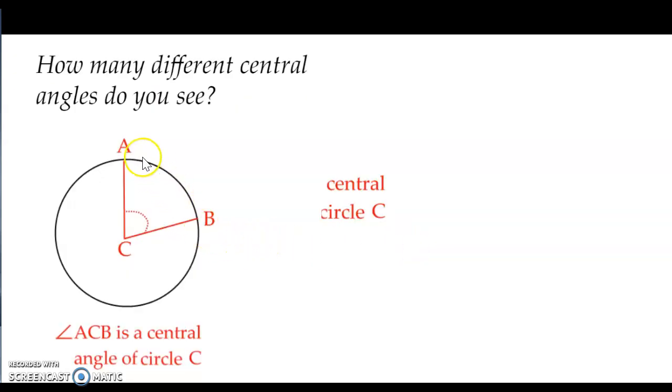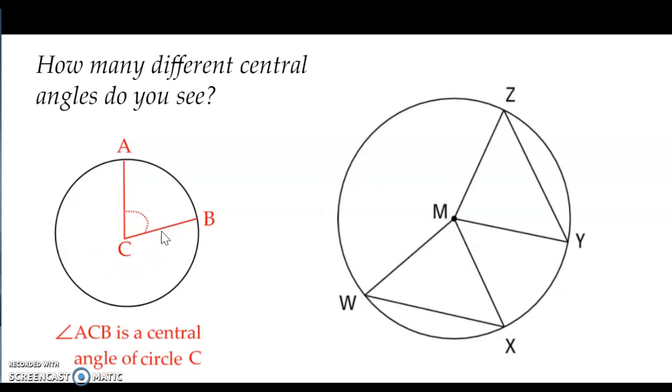So angle ACB is a central angle. But also, if I were to do a reflex angle going all the way from here to there, that would also be considered a central angle. So knowing that, remember, a central angle just means the vertex has to be at the center of the circle. In this figure, how many central angles do you see? See if you can count them and come up with an answer.